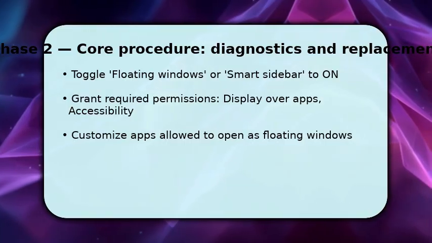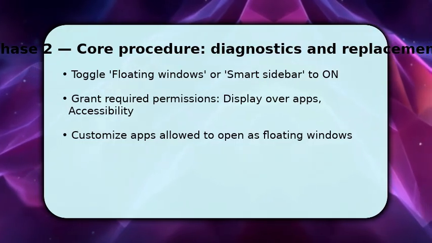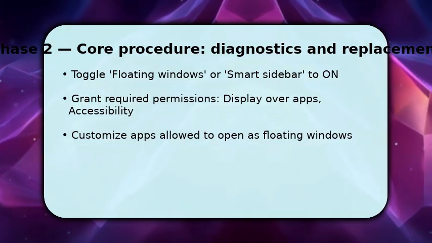Next, open the Allowed Apps list and pick the apps you want to run in floating mode. This step controls which apps can create pop-up, resizable windows.